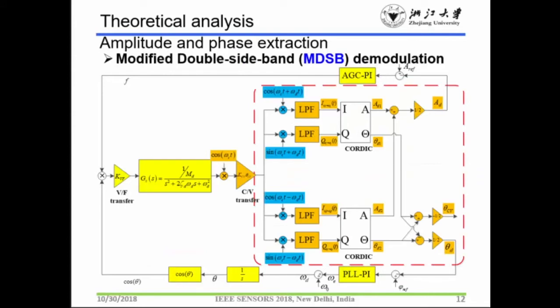In this paper, we propose a modified double sideband demodulation. We only did one step of demodulation. However, we used information from both sidebands. Besides the high frequency sideband, we also did demodulation for the low frequency sideband. And this information is combined together to obtain a total indication of the amplitude and a total indication of the phase.